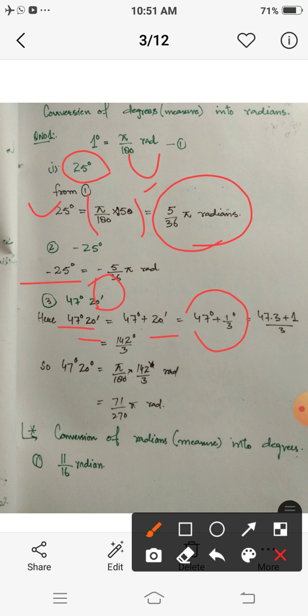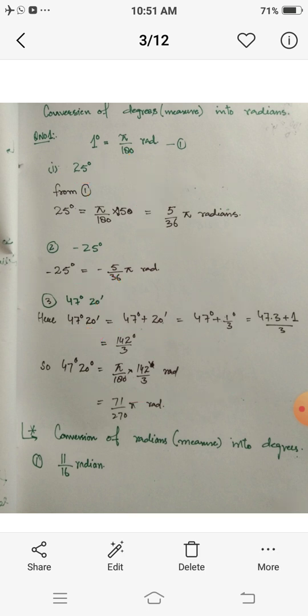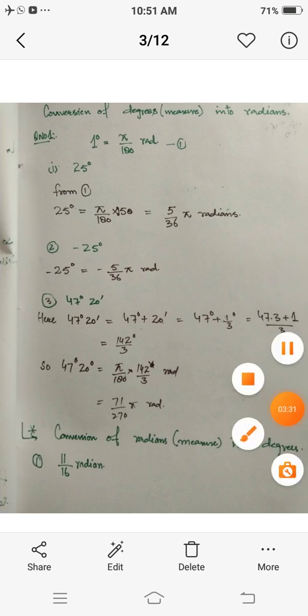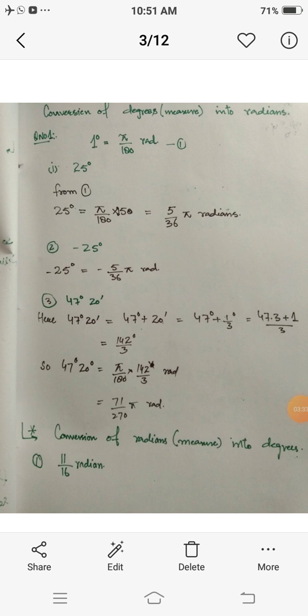So in order to convert 47 degrees 20 minutes into radians, we have to convert 142 upon 3 degrees into radians. By multiplying 142 upon 3 in equation first on both sides, we get pi upon 180 into 142 upon 3. By simple cross multiplication, we get 71 upon 270 pi radians.